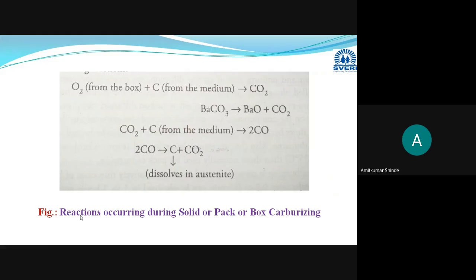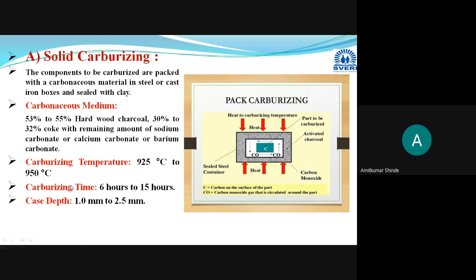Then the second type, this will be the reaction. And now one more thing, the solid carburizing process is also known as pack carburizing, or it is also known as box carburizing. Why is the name given as pack or box? Because we are packing the steel component on which we are going to perform the carburizing process in a steel or cast iron container, along with the carbonaceous medium. That's why it is termed pack carburizing. And this is packed in a box or container of steel or cast iron. Hence, it is also known as box carburizing.